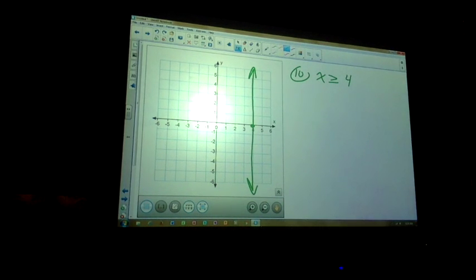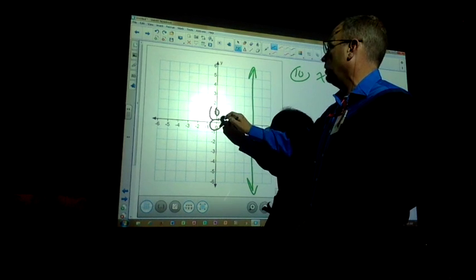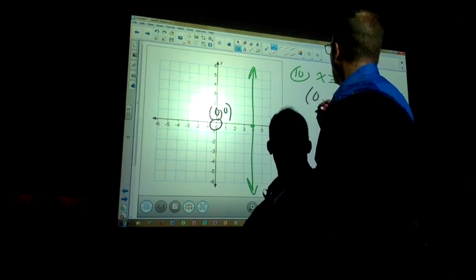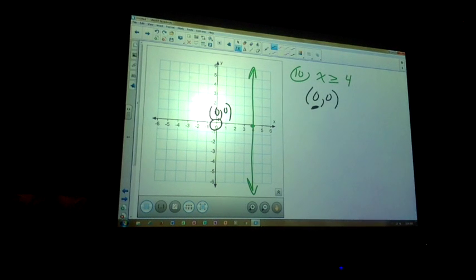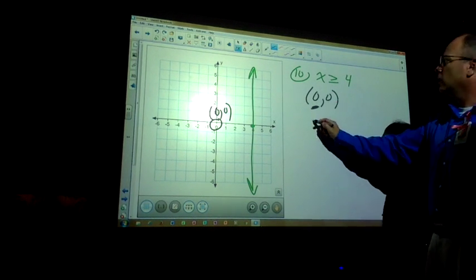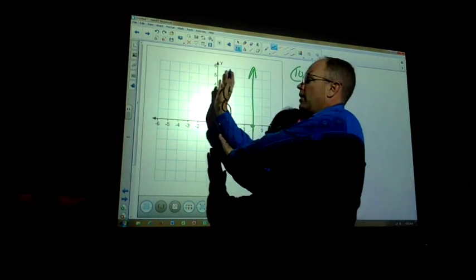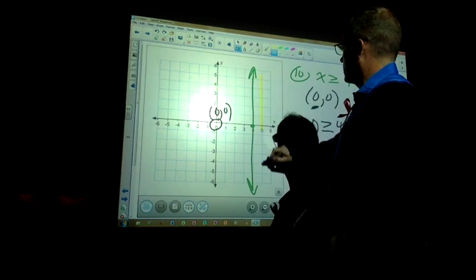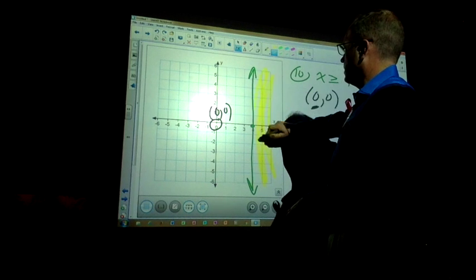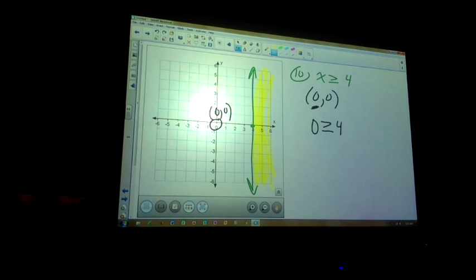It's a line. Okay, so now I want values that are bigger. So again, we talked about yesterday, an easy test point is 0, 0. But what's strange about using 0, 0 is I'm only looking at the x value in this case because the y value doesn't exist. Okay, so is 0 greater than or equal to 4? No, that's on that side of the graph, correct? Correct. So that means I'm going to shade over here. Correct? Yes. Done.